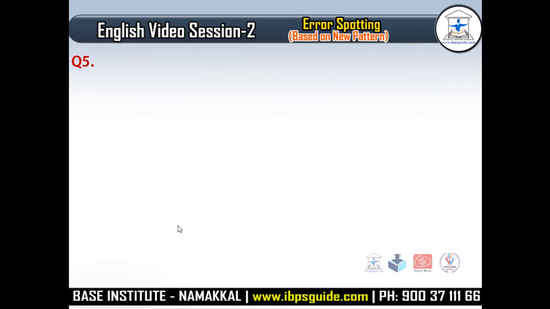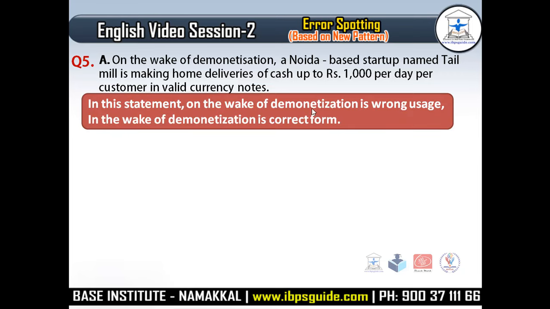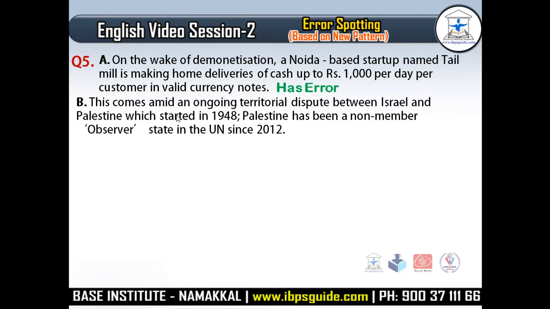Fifth question, first statement: On the wake of demonetization, a Noida-based startup named Thaimil is making home deliveries of cash up to ₹1,000 per day per customer in valid currency notes. In this statement, on the wake of demonetization is wrong usage. In the wake of demonetization is the correct form. So it has error. Second statement: This comes amid an ongoing territorial dispute between Israel and Palestine, which started in 1948. Palestine has been a non-member observer state in the UN since 2012.